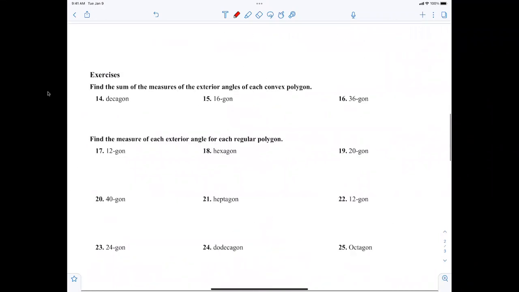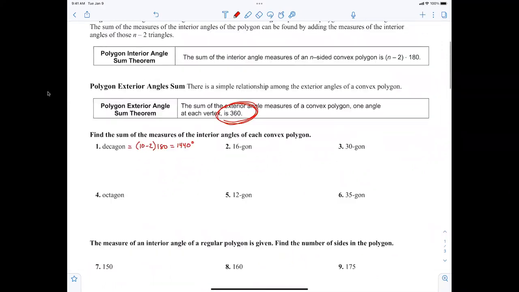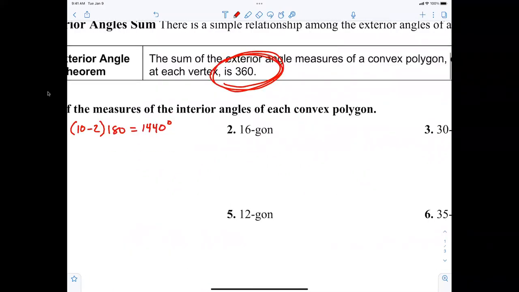Now what I would like to do is show you how to use your calculator efficiently. Not that it's a big deal, guys, but if you have a 16-gon, you're just going to multiply 180 times 14. This is not a big deal, but I also would like for you to learn how to use your calculator. So under Y1, everyone can type in (x minus 2), put that in parentheses, times 180.